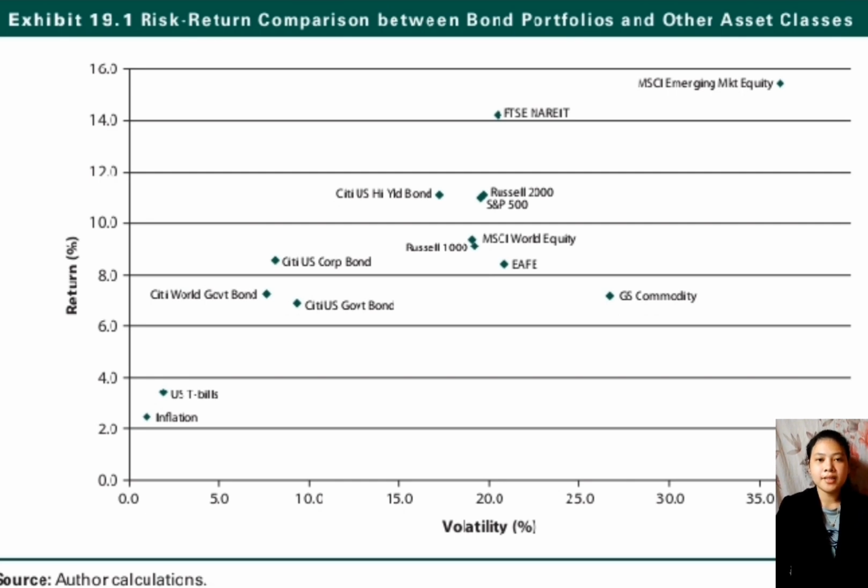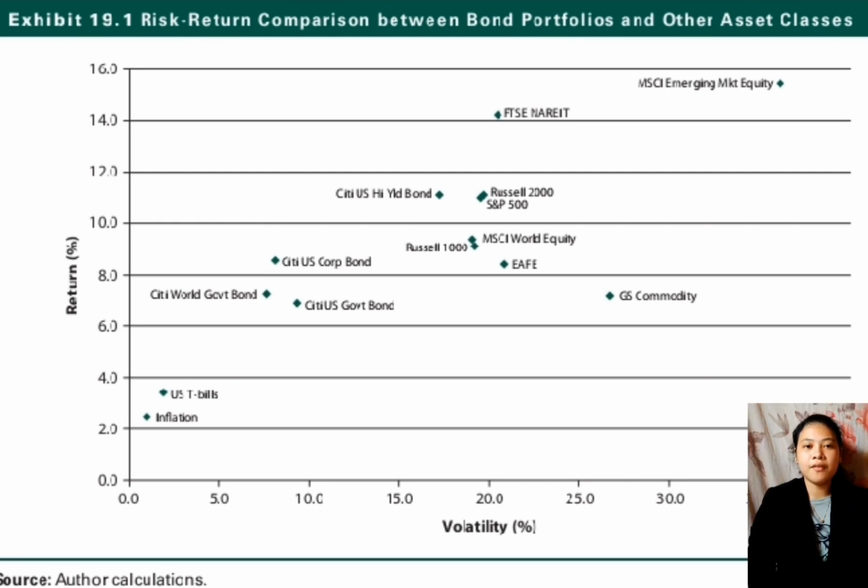While the returns for bonds are lower than those of equities, they are also less volatile, indicating a trade-off between risk and potential reward. US Treasury bills, or T-bills, show the lowest return and volatility, representing a very low-risk investment. Inflation is also shown as a benchmark, illustrating the real return, or return above inflation, of each asset class.